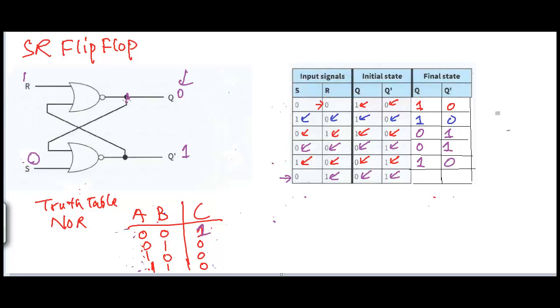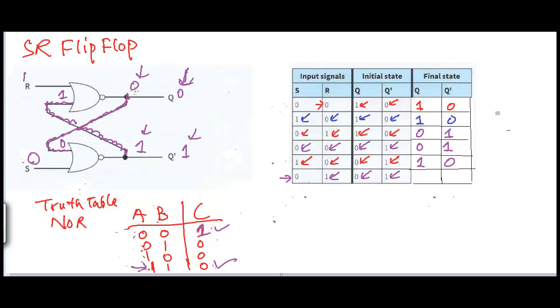This is the initial state of Q, so this gets fed back here. So now we're going to have 0 0 here. 0 0 gives 1 as the output. Previously we had 1, even now we have 1. This 1 is being fed back here. So now we have 1 1. When we get 1 1 as input, the output is going to be 0. So previously we had 0, even now we have 0. Let's just try it one more time.